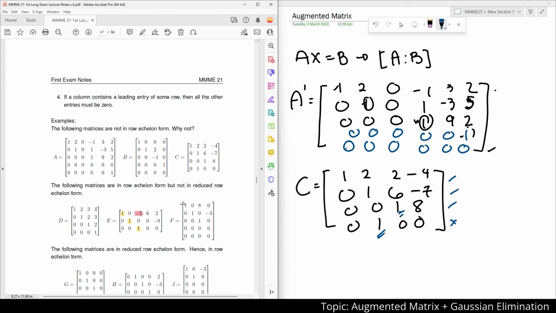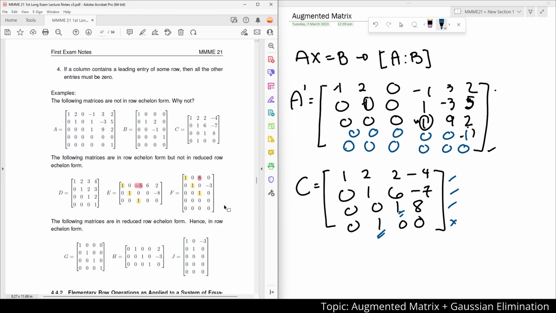And same dito sa ating matrix F. 1, 0, 0, 0, 0, 0, 1, 0, 0, 0. Then leading entry 1. Okay. Leading entry yan. Leading entry to. Leading entry to. For this column, 0 lahat. For this column, 0 lahat. For the third column in which the third leading entry is in, meron kang 8 dyan. Yung 8 na yan, hindi siya 0. So this is not in reduced row echelon form. It's just in row echelon form.